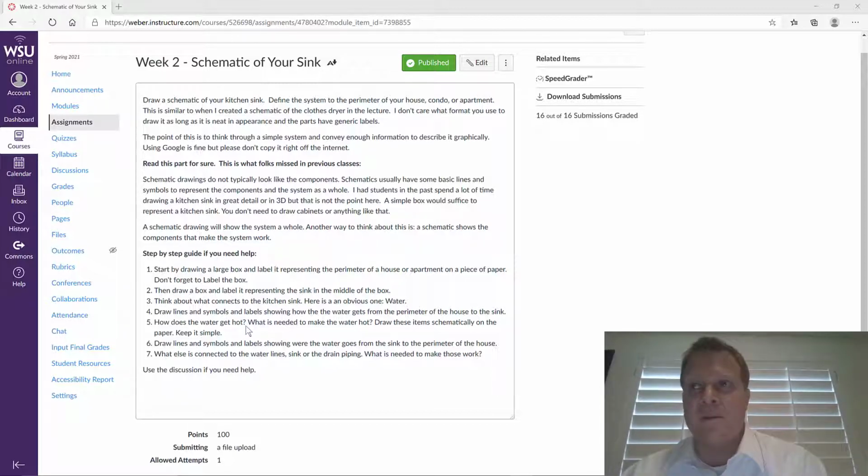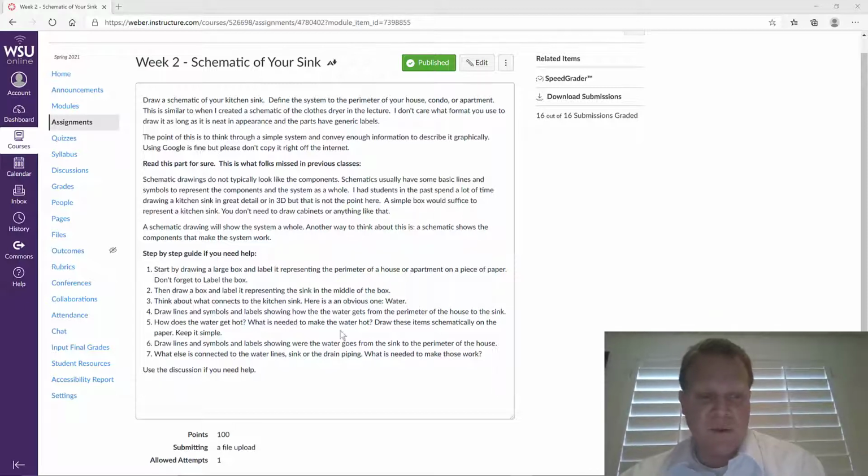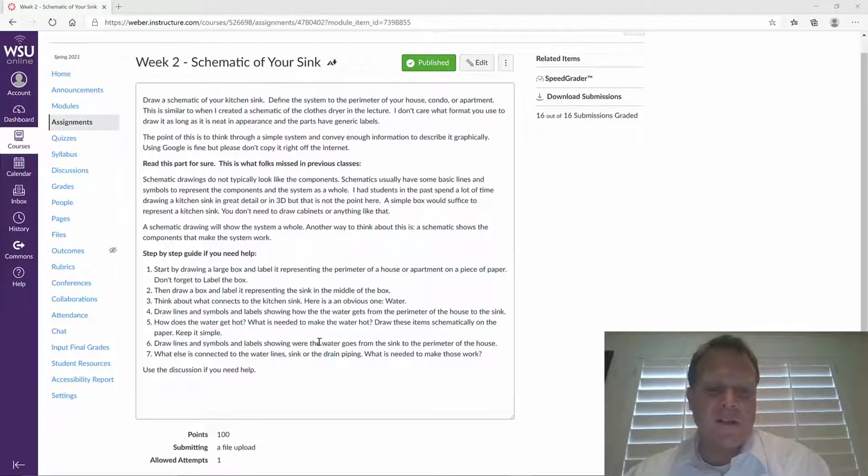That wasn't necessarily needed for me to give you full credit. I was just hoping that you would see that you needed a water heater and somehow the water heater needed to make heat. So how did it get hot? And if you had that, then you'd be in good shape. Okay, so going through that, draw a line symbol showing where the water goes to the sink, to the perimeter of the house. Most people got that. All right, two lines come into the sink, one drain line coming out.